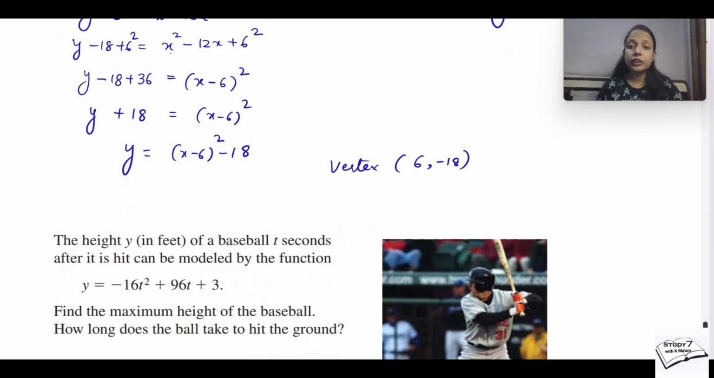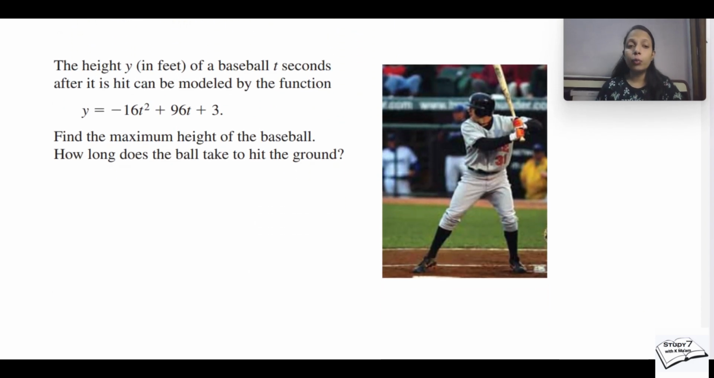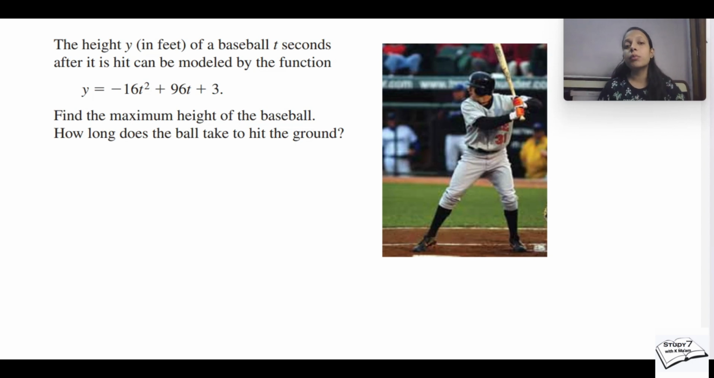Alright. So the next question is: the height y in feet of a baseball t seconds after it is hit can be modeled by the function. So whenever we hit something, it forms a parabolic path. Like it will go up and then come down. Whenever it goes up and then down, it will attain some maximum height. So this is the same thing we have to calculate here, maximum height. And whenever a shape is like this, the maximum height is the vertex. So indirectly the question is asking to calculate the vertex in this equation.